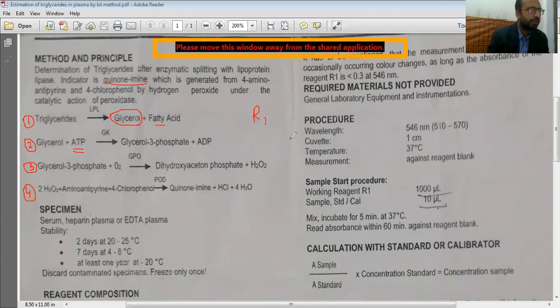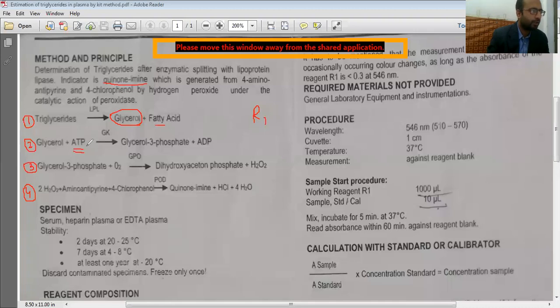If we are using the kit of some other companies, they would provide us a manual like the one we are studying. On that manual, we can see which components, reagents and enzymes are present in R1, R2 or R3. So in MTT diagnostics, there are two reagents, R1 and R2. Now R1 has the ATP as well.